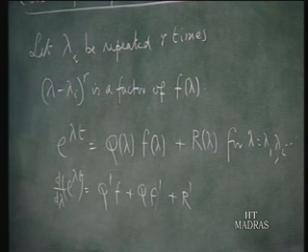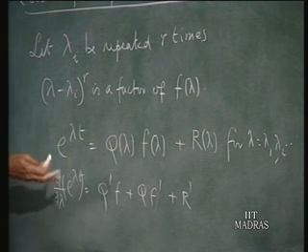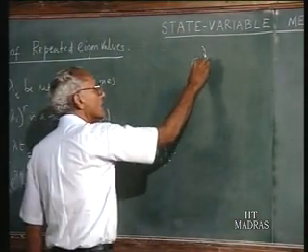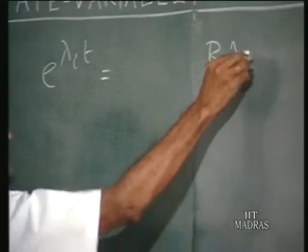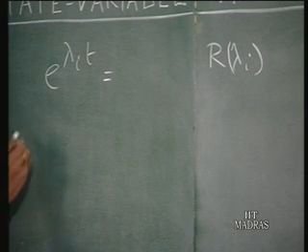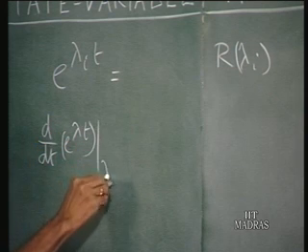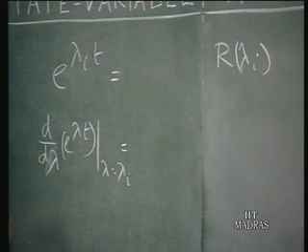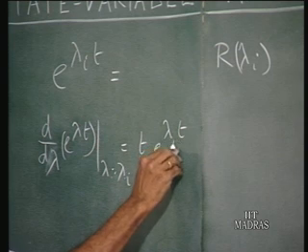Like that you can go on up to higher derivatives. If you have lambda minus lambda I raised to the power of r as a factor of f here, you can go on taking the derivatives up to the r minus 1th order, and then also you will get an appropriate equation. That will be shown here. So you have e power lambda I t equals r of lambda I. Then you take the derivative of this, d by d lambda of e power lambda t, which means when you take the derivative with reference to lambda, you get t times e power lambda t. When you substitute lambda equals lambda I, you get t times e power lambda I t.